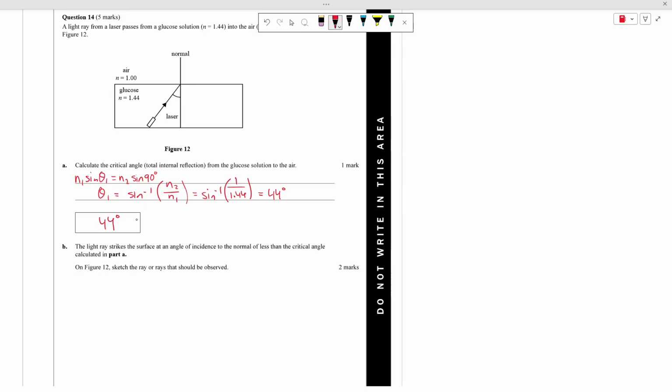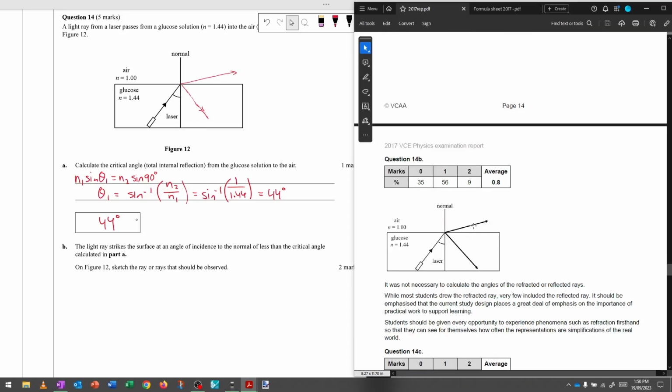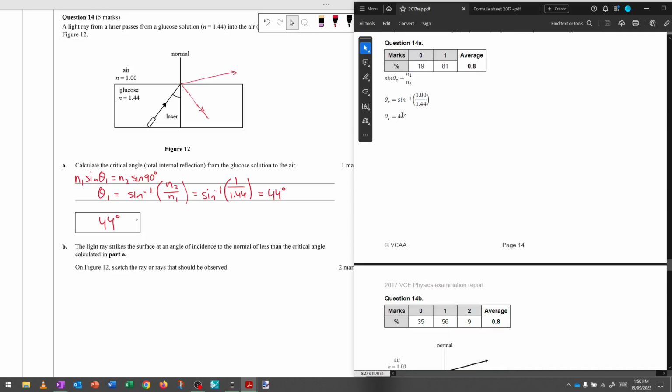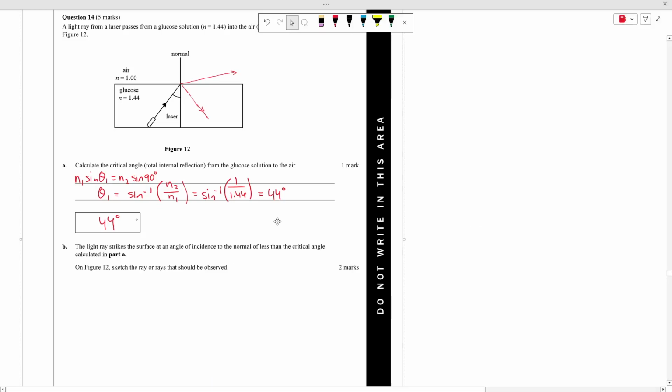One of the rays would be like this, so that would be the refracted ray, but then there'll also be another one that's going to be a bit fainter than the original, that would go down like that, okay? I'm not sure if that's exactly what the question wants. I mean, it's 2 marks, so I'm guessing there's 2 rays, but let's just double check the report. Yep, they wanted 2 rays, like that, okay? And the answer from before was also 44 degrees. Cool. All right, let's keep going.